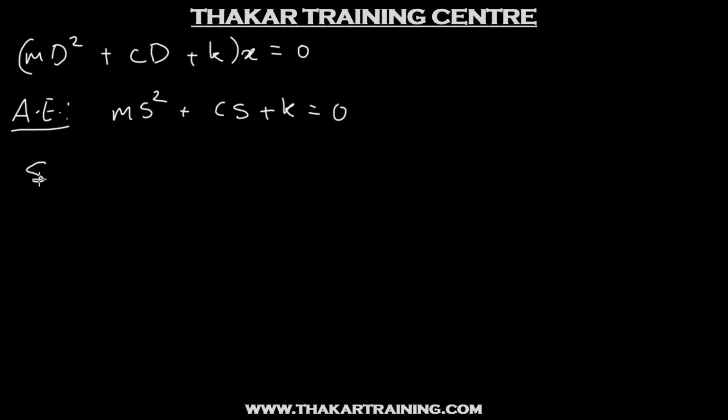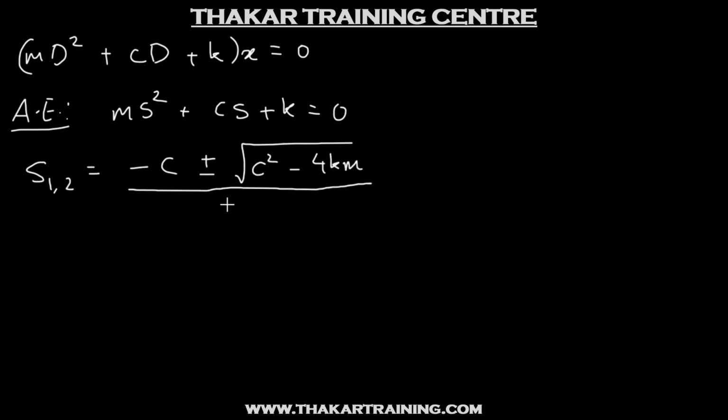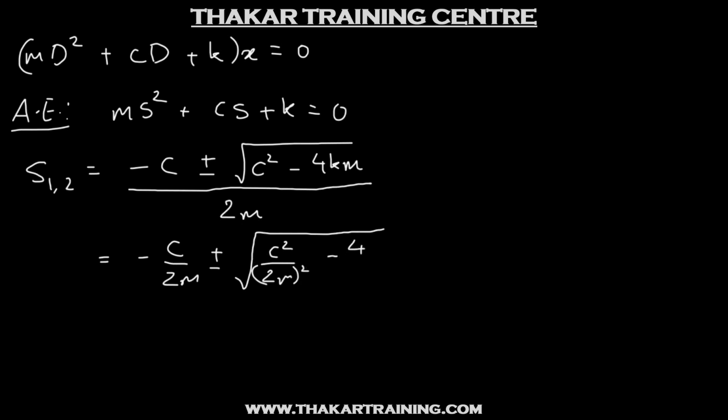It is a quadratic equation, so it will have two roots. Suppose s1 and s2 are the two roots. The roots are minus b plus or minus root of b square minus 4ac, so that is minus c plus or minus root of c square minus 4km, upon 2a, that is 2m. Doing the division, this is minus c by 2m plus or minus the square root of (c by 2m) the whole square minus 4km upon (2m) the whole square.